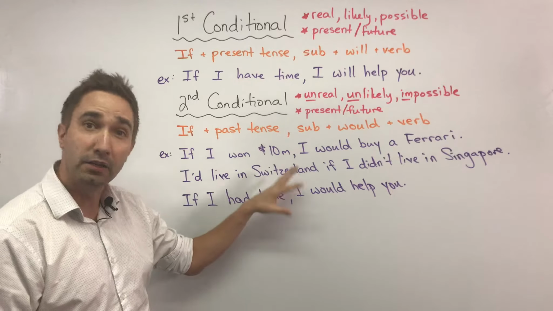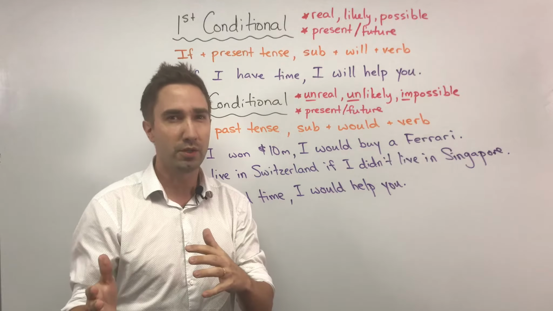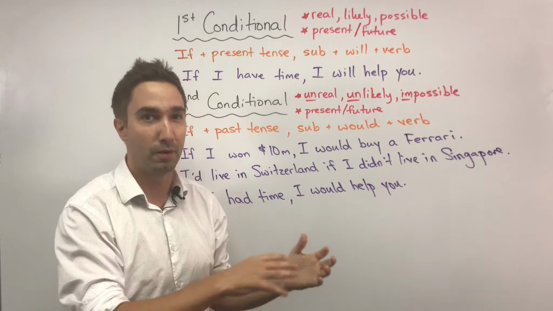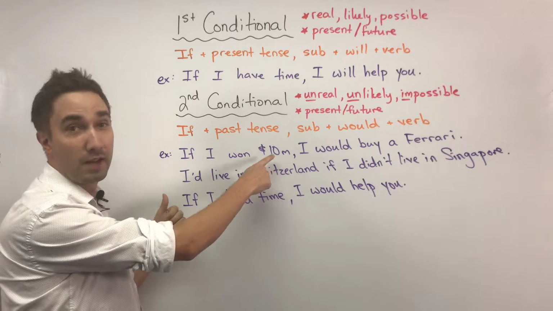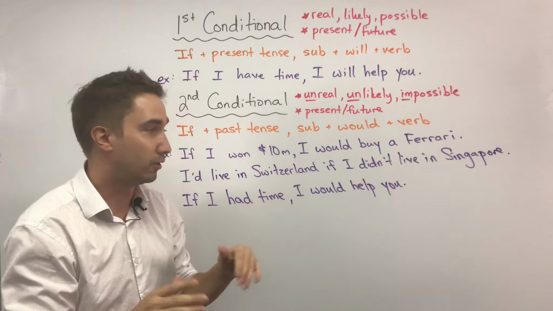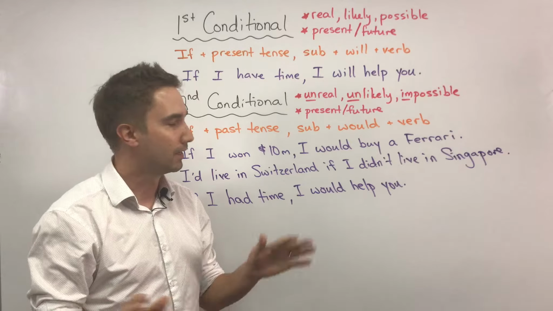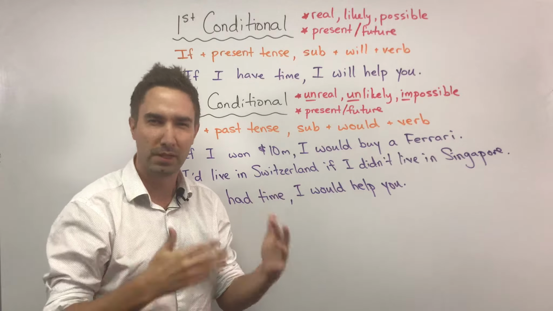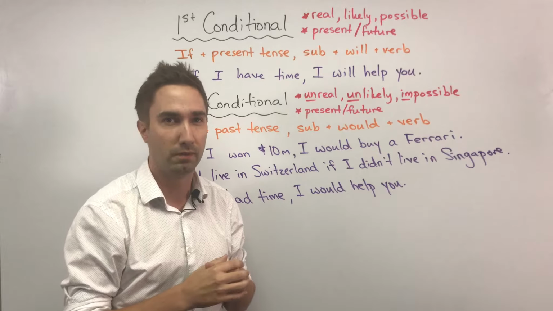When we look at the second conditional, the real situation is always opposite from what we write here. If I won $10 million, I didn't win $10 million, I would buy a Ferrari. I didn't buy a Ferrari. So that's always the opposite situation.